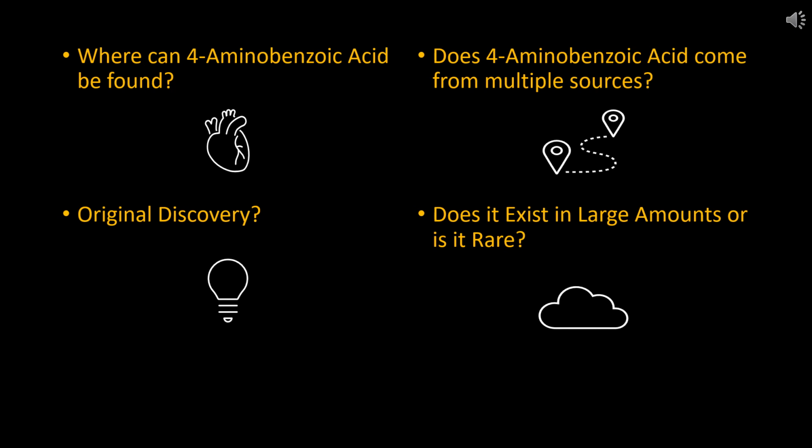Does 4-aminobenzoic acid come from multiple sources? Yes, it does come from multiple sources. It has a conjugate acid of 4-aminobenzoate. It has a role as an Escherichia coli metabolite, a plant metabolite, and a Saccharomyces cerevisiae metabolite. And does it exist in large amounts, or is it rare? 4-aminobenzoic acid does exist in large amounts, but when it does, it becomes harmful to the human body and can trigger an allergic response if not careful.